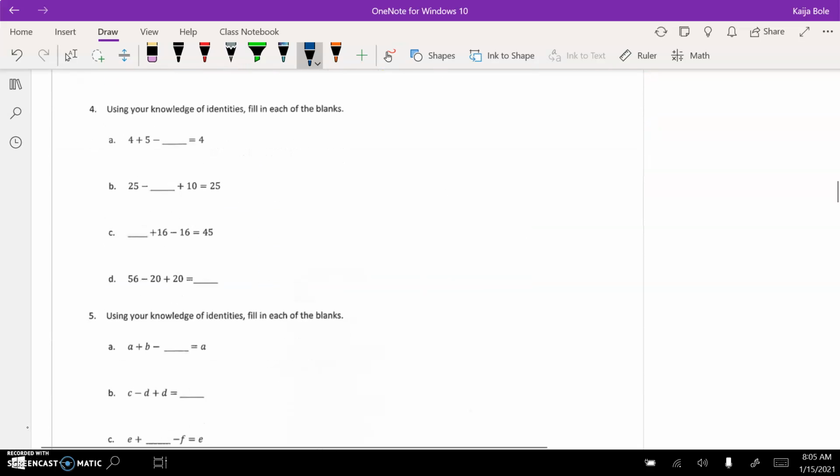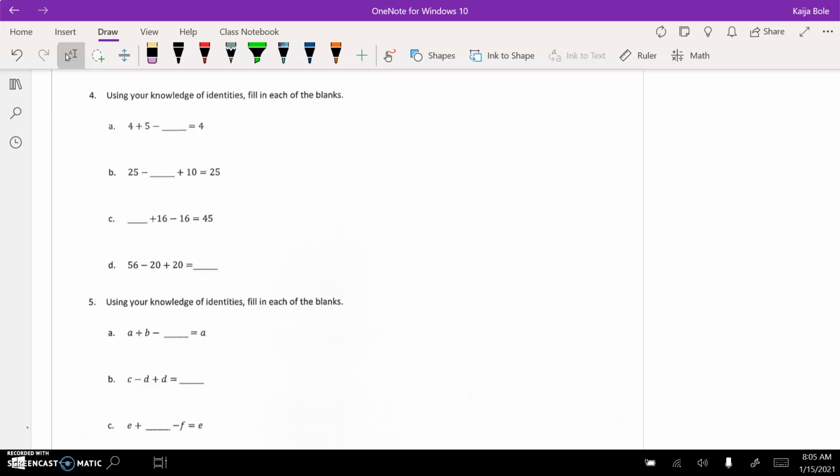If you go to the next page, using your knowledge of identities, fill in the blanks. Okay, remember identities, we talked about those. So I have 4 plus 5 minus something that equals 4. That would just be 5. 25 minus something plus 10, and I want to get 25 back, so this would be 10 in the blank. And now here I have 60 minus 16. Well, that's 0. We know that. And I'm trying to get to 45, so this would have to be 45.